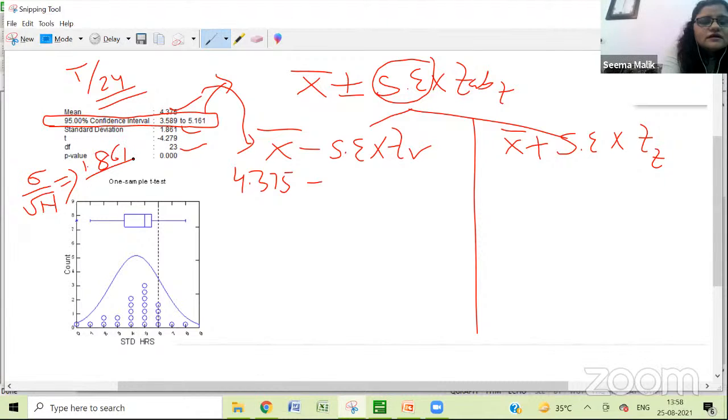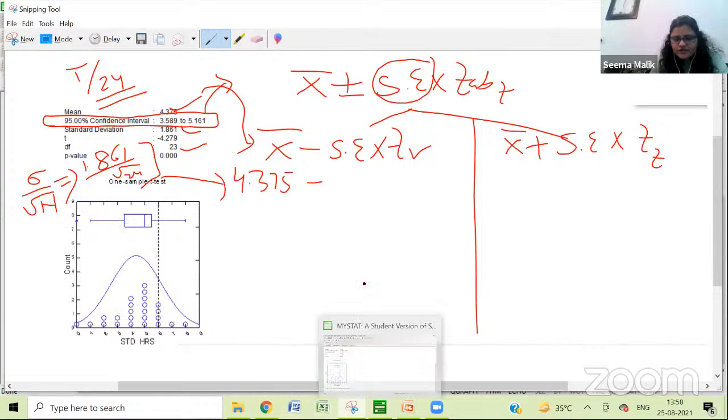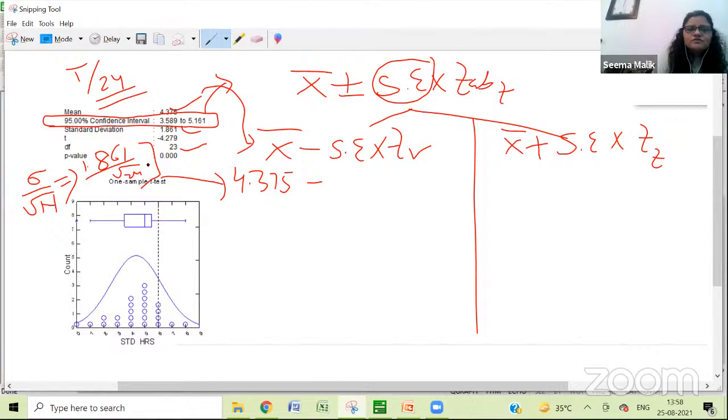And divided by under root 24. Okay, so this is the standard error, and it is already calculated in our Excel result. This is the standard error. Okay, this is standard deviation divided by root n. Okay, and multiply by the table value.